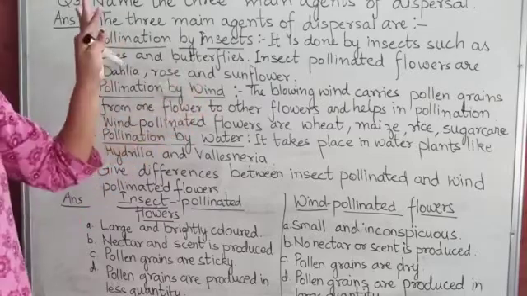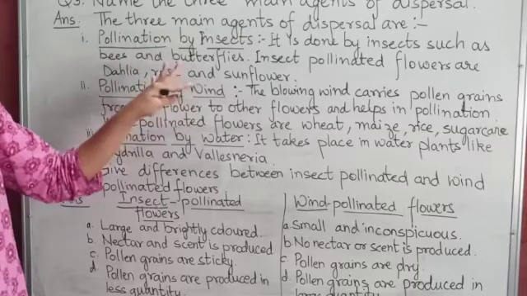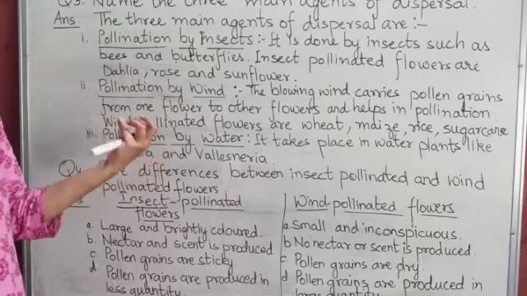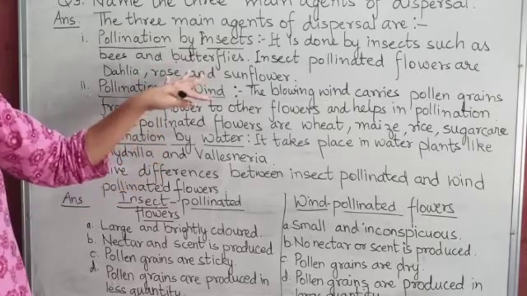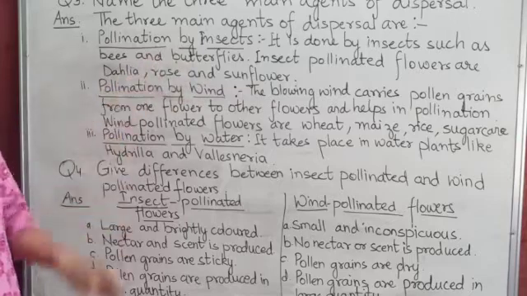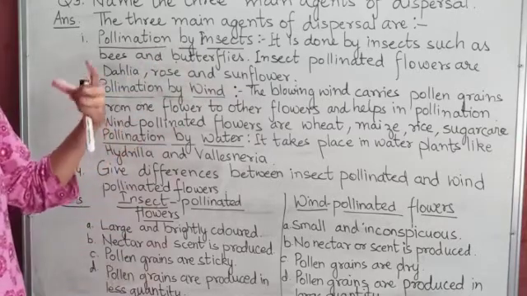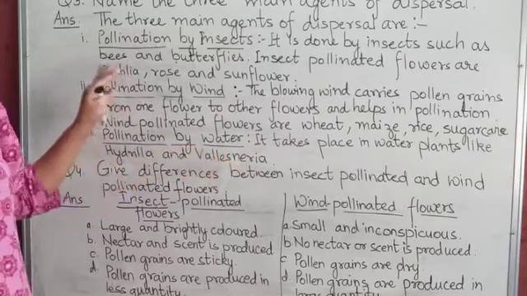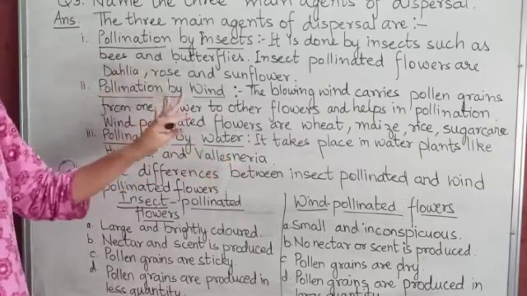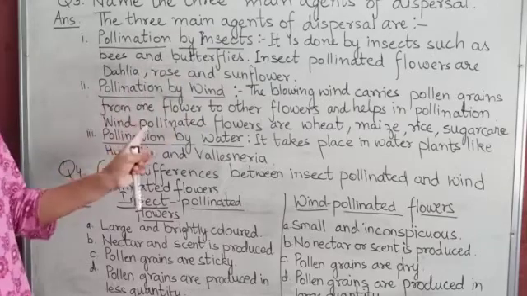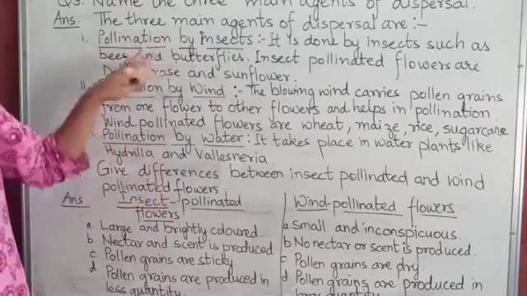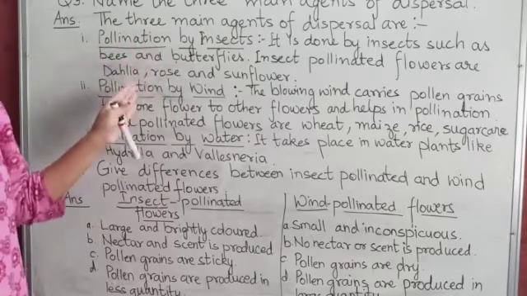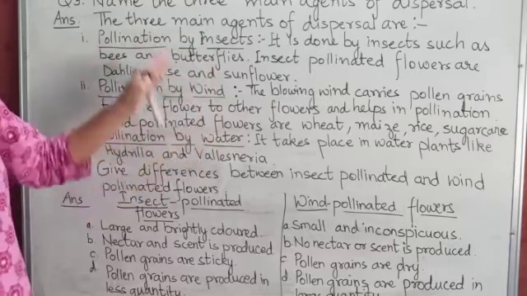So when an insect sits on the flower of a plant for sucking nectar, then the pollen grains from the anther of this flower stick to its body. Then when this insect sits on another flower to suck nectar, the pollen grains sticking to its body are transferred to the stigma of the second flower. So in this way the insects transfer pollen grains from flower to flower and carry out pollination.